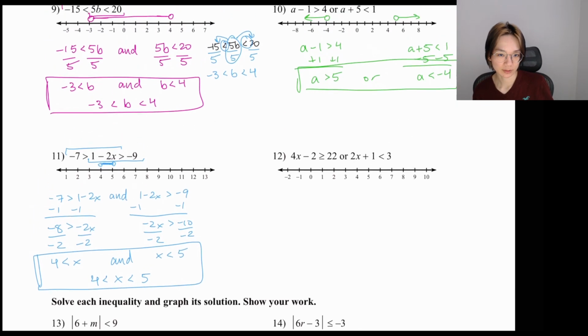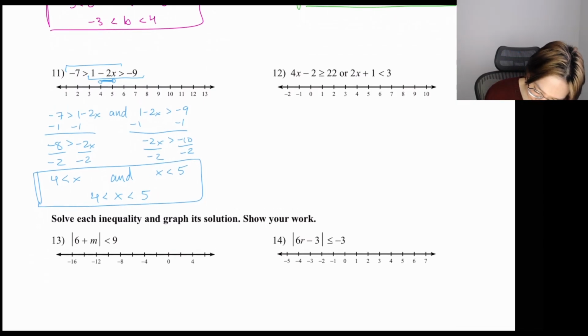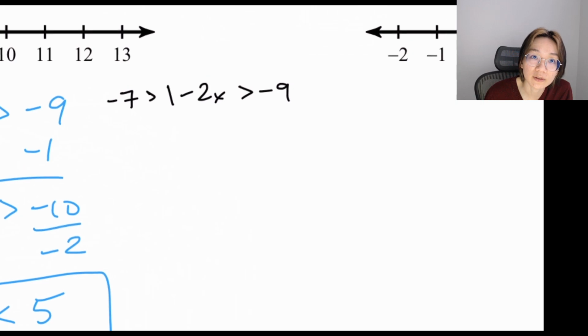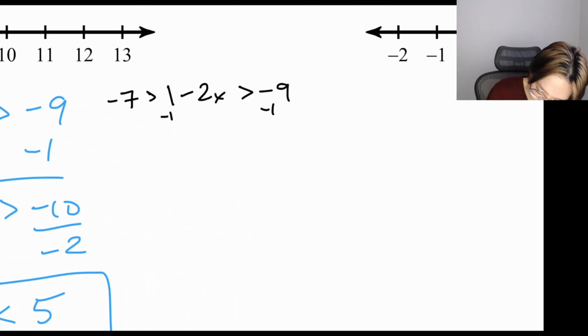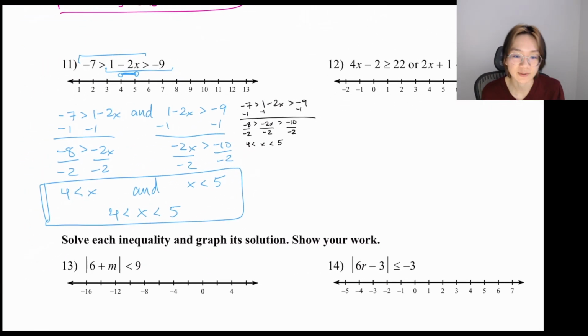If you want to solve this the same way as I did right here, I'll just do that real quick. I'll do it kind of small so I have enough room for the next problem. -7, 1 minus 2x, -9. Subtracting 1 from all sides, so we have -8, -2x, -10. Divide by -2, divide by -2, divide by -2. So we have 4. Sign flips. Sign flips. 5. And that's the exact same thing as what we got.